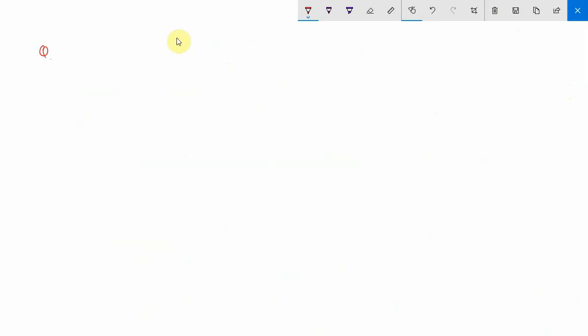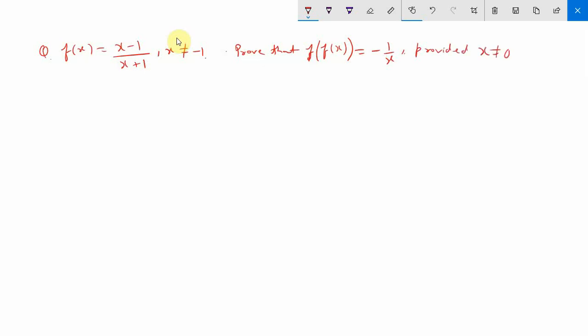Please write down: f(x) is given as (x minus 1) by (x plus 1), x is not equal to minus 1. Then we have to prove that f of f(x) is equal to minus 1 by x, provided x is not equal to 0. Okay, so how we can prove this?